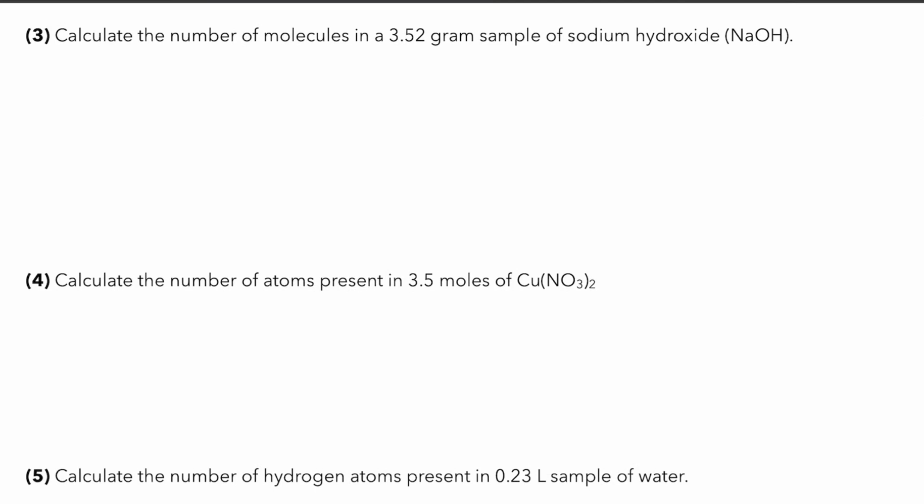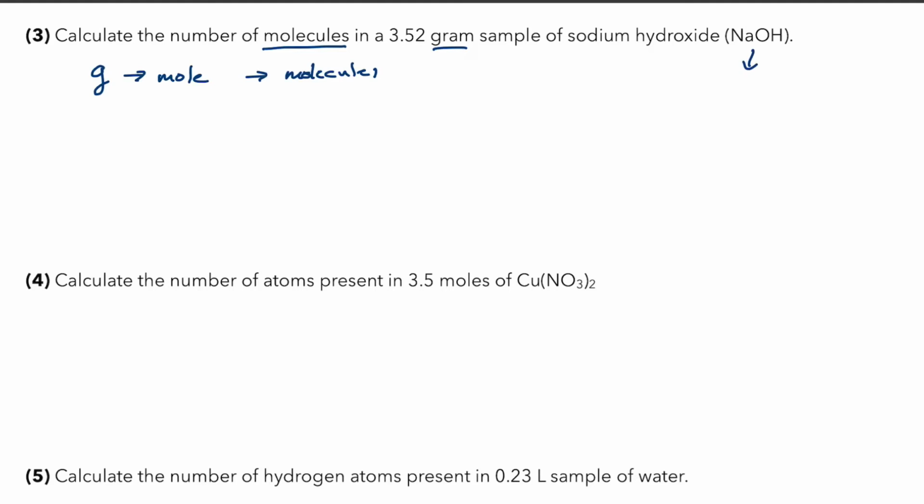Number 3. Now this is when we're using Avogadro's number. So calculate the number of molecules in a 3.52 gram sample of sodium hydroxide, NaOH. So again, I'm going from grams to molecules this time. From grams to molecules, I can't go directly. I have to use that connector piece that we talked about, which is the mole. And then I can go to molecules. Now, in order to go from grams to moles, I again need the molar mass. So let me go ahead and grab that for NaOH.